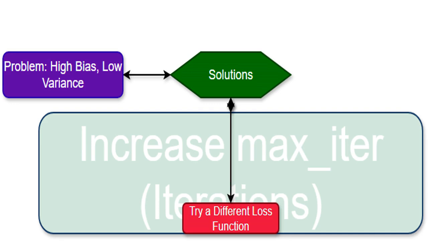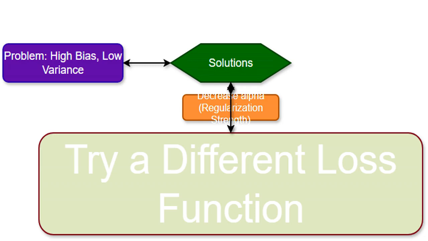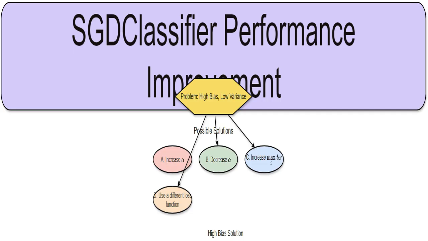The MAXITER parameter sets the number of training iterations. I'll increase MAXITER to give the model more opportunities to learn from the data. More iterations can help the model converge to a better solution and reduce bias. A loss function measures how well the model is doing. I'm going to experiment with changing the loss function. Perhaps trying a different one might improve how well the model fits the training data. It's worth a shot.